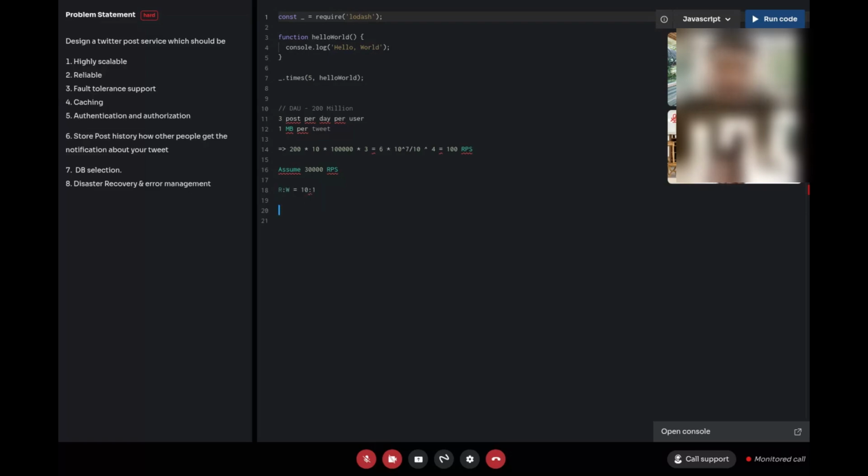If I look at the data we need to store per day, this is 200 million into 3 into 1 MB per day. So this is like 6 into 10 raised to 8 MB, which would probably be around, let's say, 1 TB per day. Which means this is also very high.